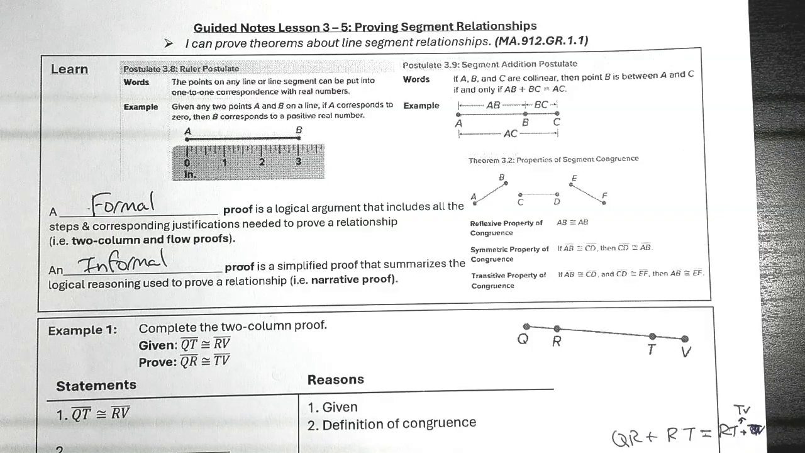Starting in the left corner, postulate 3.8 is called the ruler postulate. So you see a ruler down there. The points on any line or line segment can be put into one-to-one correspondence with real numbers. So an example is any 2 points A and B on a line. If A corresponds to 0, B corresponds to a positive number.